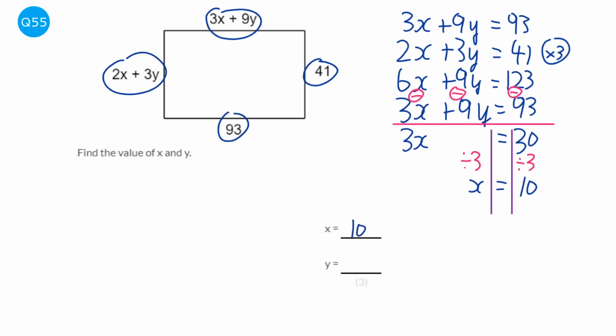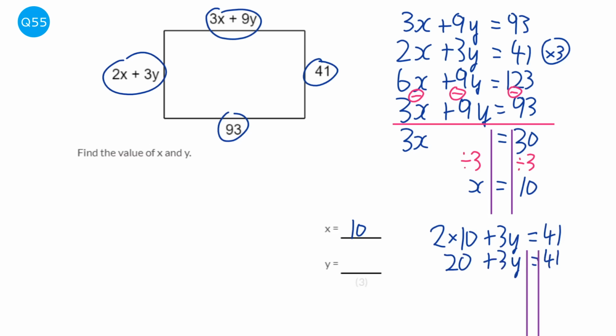So we know what x is, but we need to find out what y is. So what I'm going to do is just pick one of the equations. I can pick the 2x plus 3y equals 41, and just substitute the value of x in. So 2 times, instead of x, it's times 10, plus 3y equals 41. So it would be 20 plus 3y equals 41.